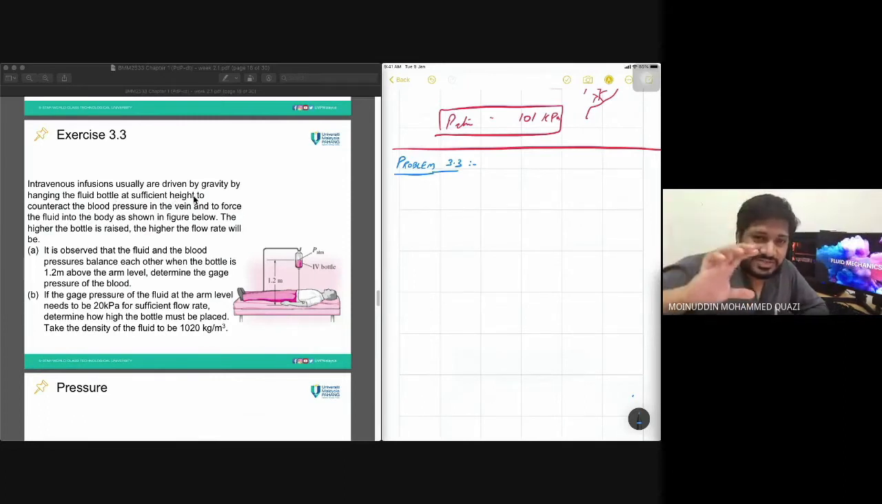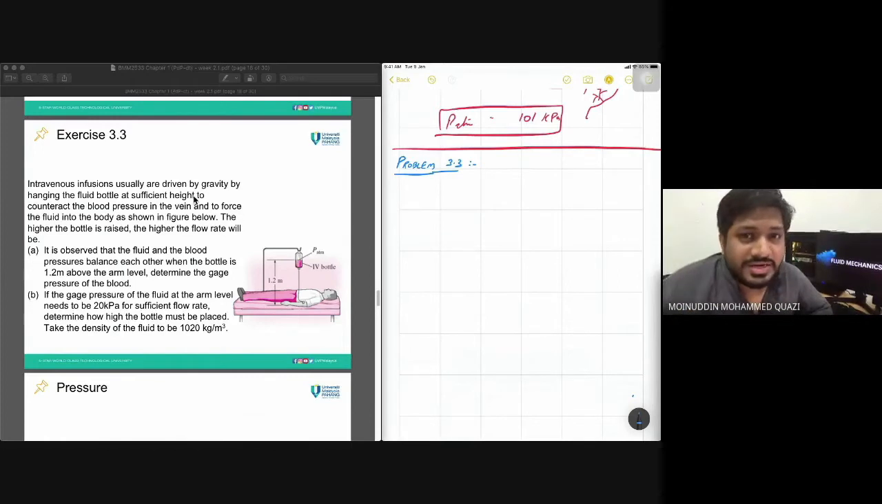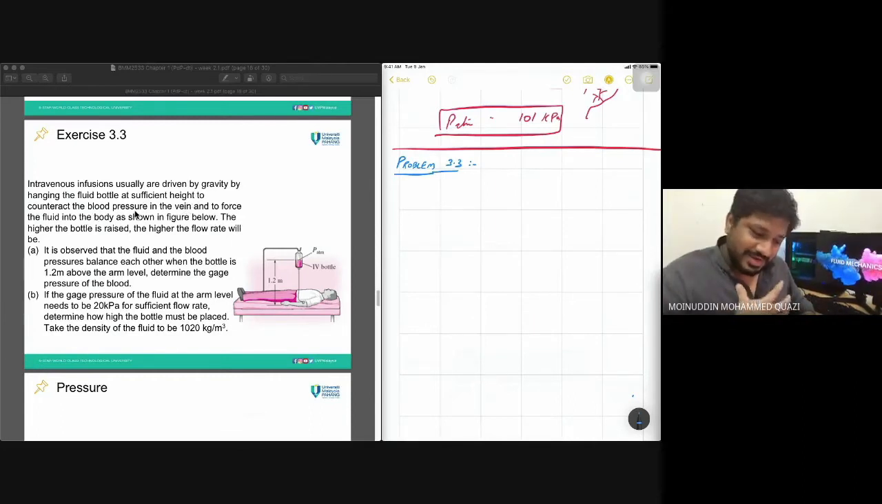If the height is not sufficient, maybe the blood will also go into the drip. So it is very important to control the height. It must be a sufficient height to counteract the blood pressure, because the blood also is creating pressure. There is a pump inside, right? I have got my heart. My heart is pumping, causing pressure inside the vein. So the blood will come out of the vein because of the pressure.